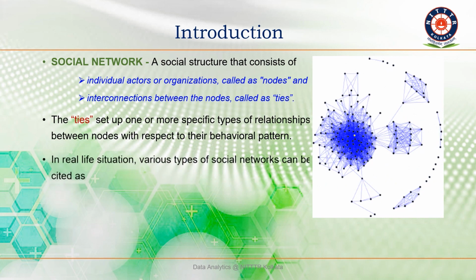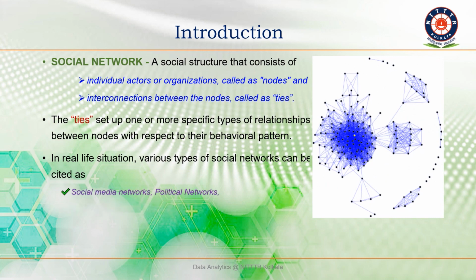In real life situations, various types of social networks can be observed. For example, social media networks, political networks, business networks, knowledge networks, collaboration graphs, disease transmission, etc.